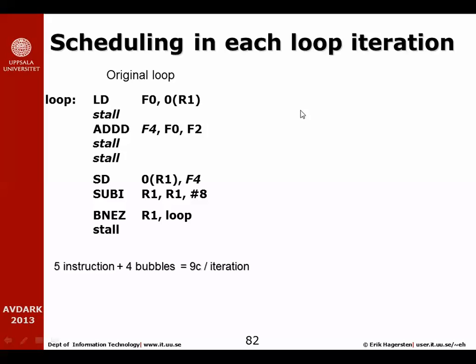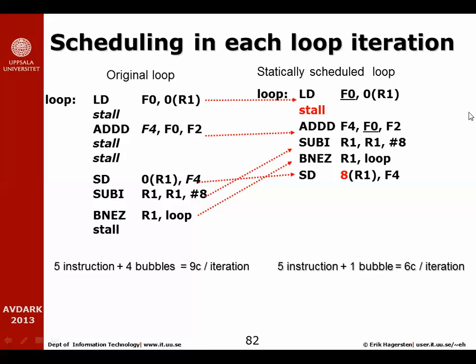So here again we have the original code with all the stalls, and following the advice, moving the stores as far down as possible, we're going to reschedule the instructions in this way. So we actually managed to put the store all the way at the end. The store is actually now in the delay slot after the branch. So that's very good.